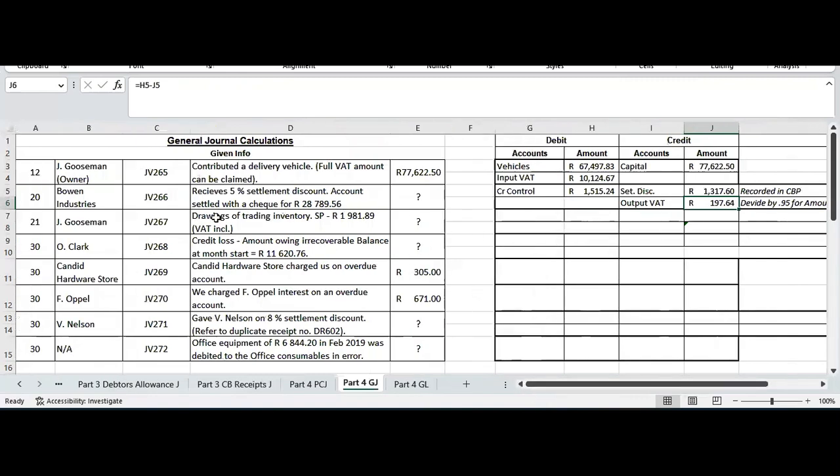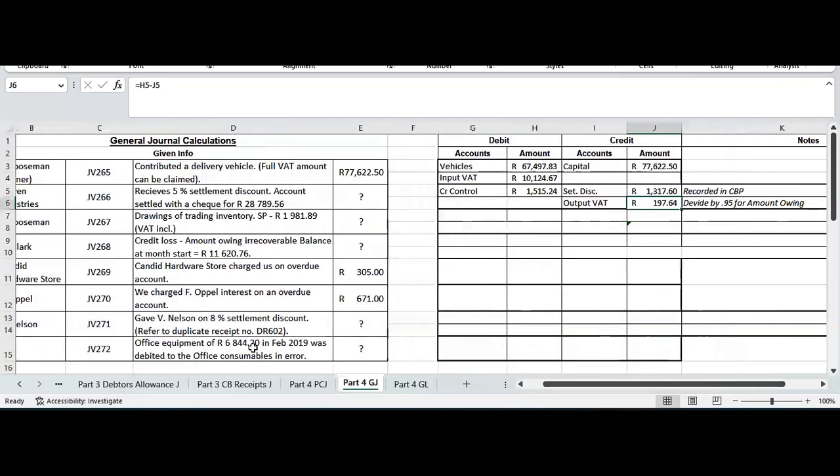Let's deal with the third entry. It says here that on the 21st, Jay Guzman made a drawing of trading inventory where the selling price was 1,981. Okay, so that's a bit confusing, because we want to know what is the value of whatever it was that he actually took.